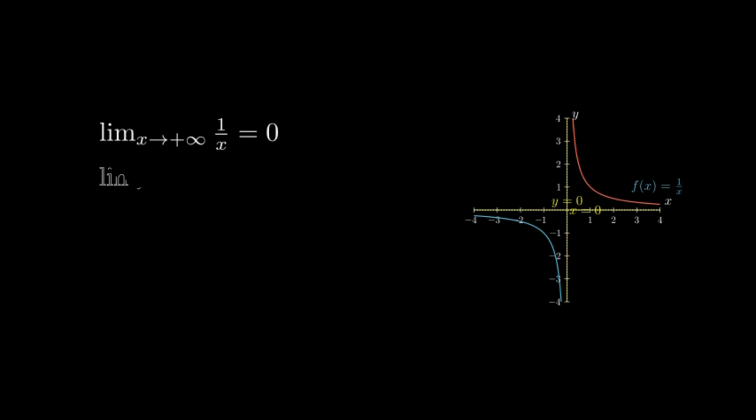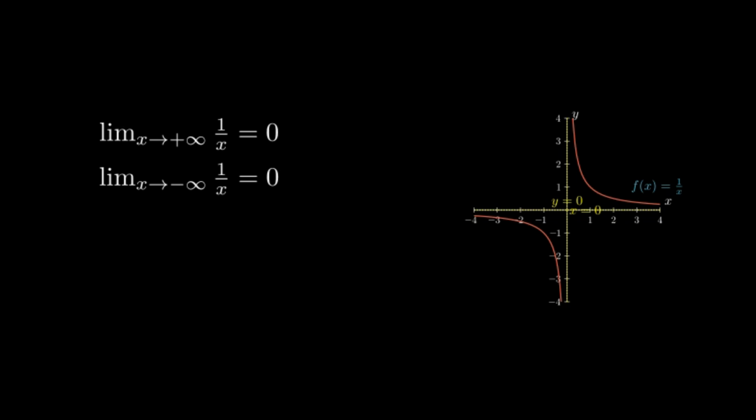Look at the graph again. What happens as x gets very large and positive, moving far to the right? Think about it. 1 divided by 1,000, 1 divided by 1 million, 1 divided by 1 billion. As the denominator gets infinitely large, the value of the fraction gets infinitely small, approaching 0. So the limit of 1 over x as x approaches positive infinity is 0. The same thing happens as x approaches negative infinity.